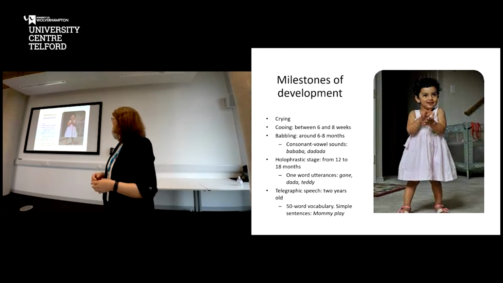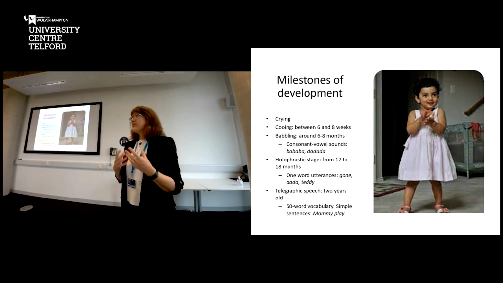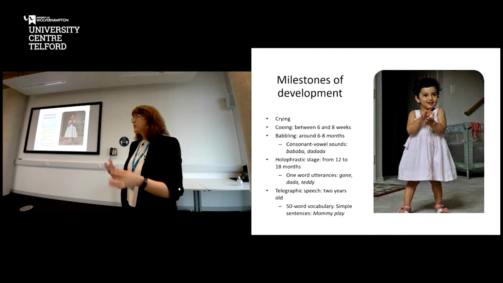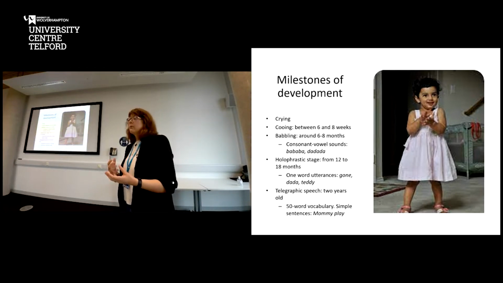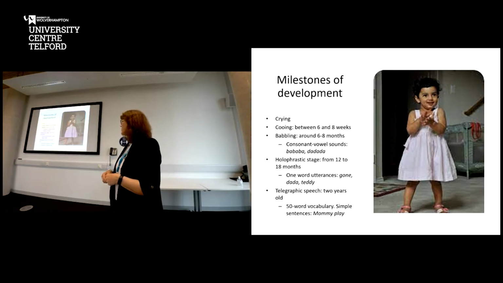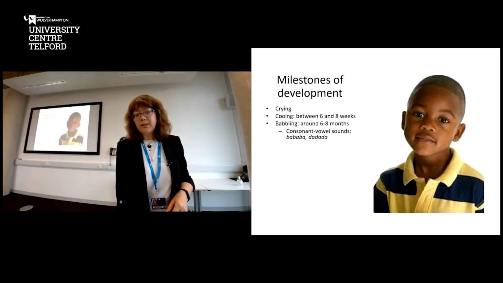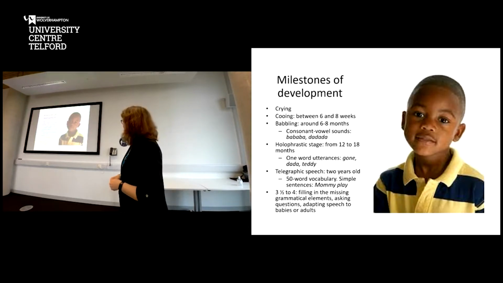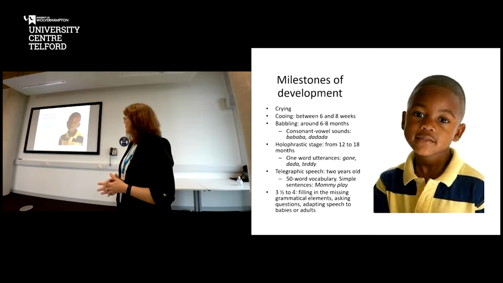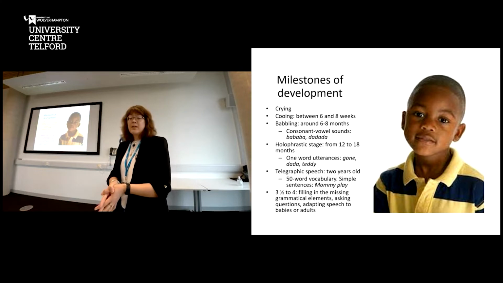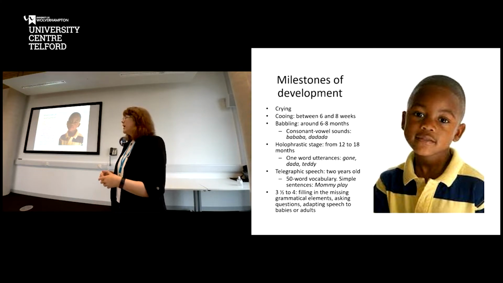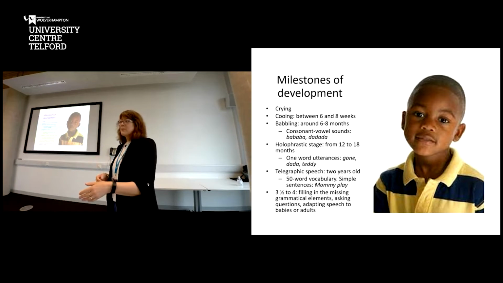And probably from about 2 years onwards, the number of words that a child knows becomes less important than what's known as the mean length of utterance. So how many words there are, or how many morphemes there are in the utterances that they make. And then finally, at about 3.5 to 4 years, children are filling in those missing grammatical elements. They're starting to ask questions. And also, this is the age that we see children starting to adapt their own speech to babies.